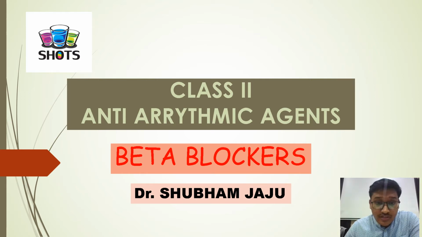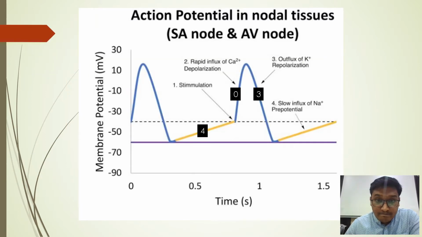This is Dr. Shubham. I will be talking about the class 2 antiarrhythmic agents in the video lecture series on anti-arrhythmia. So I will be talking about the beta blocker action, particularly in arrhythmic agents. Before understanding what the beta blocker action is, let's understand the action potential in the nodal tissues, which is the SA node and the AV node.